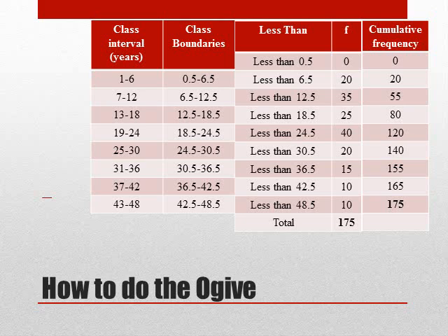you can add another row of less than 0.5, and we assume the frequency is 0 and the cumulative frequency is 0. So now your ogive graph will intersect the x-axis. It starts at 0, actually on the x-axis. So now the ogive looks nice, beautiful and perfect.